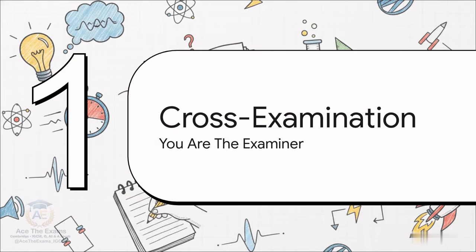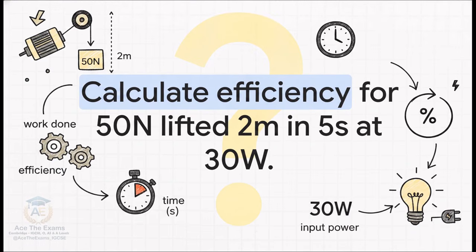Section 2, Cross-Examination. You are the examiner. We are escalating the stakes right now. I'm going to present a classic IGCSE physics scenario, and I want you to actively apply our new framework. Here's the challenge. A motor lifts a 50-Newton load by 2 meters in 5 seconds with an input power of 30 watts. Calculate its efficiency.